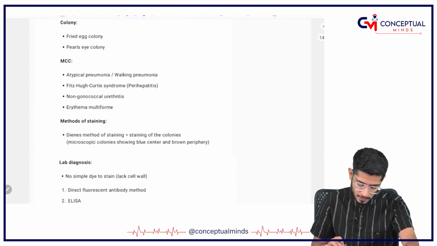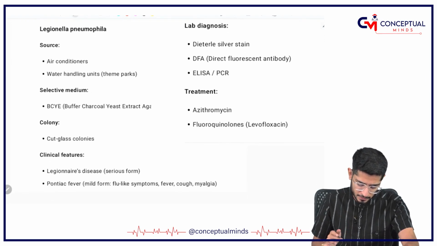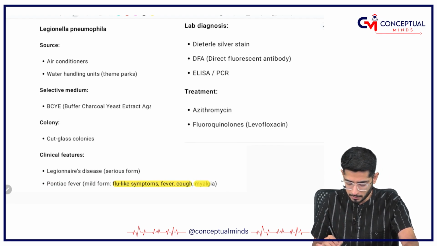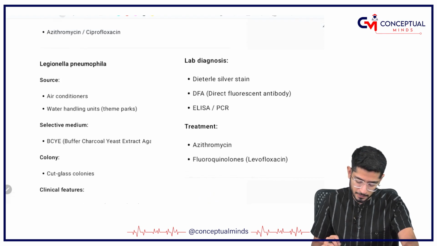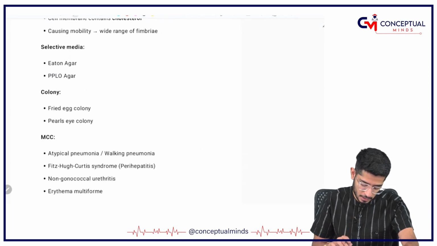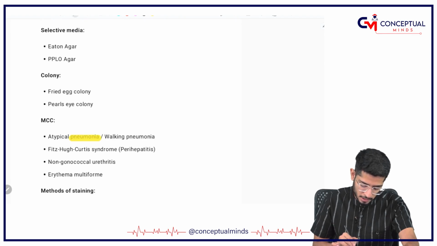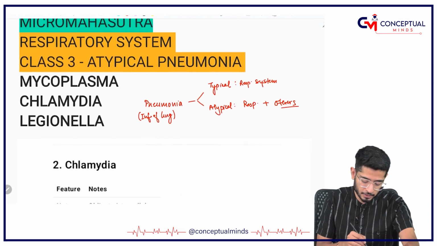For example, Legionella is responsible for flu-like symptoms, fever and cough. That's actually the respiratory system, but along with that there is myalgia, that means there is body pain also with Legionella. Similarly, I hope you know about Mycoplasma. There is a pneumonia along with some other features, just like perihepatitis, just like urethritis. So one meaning is that they have got other features.